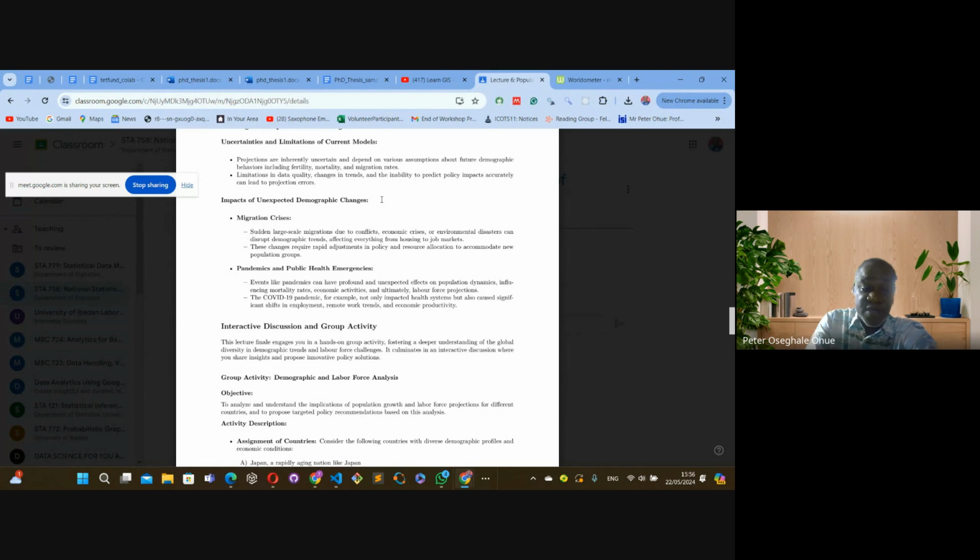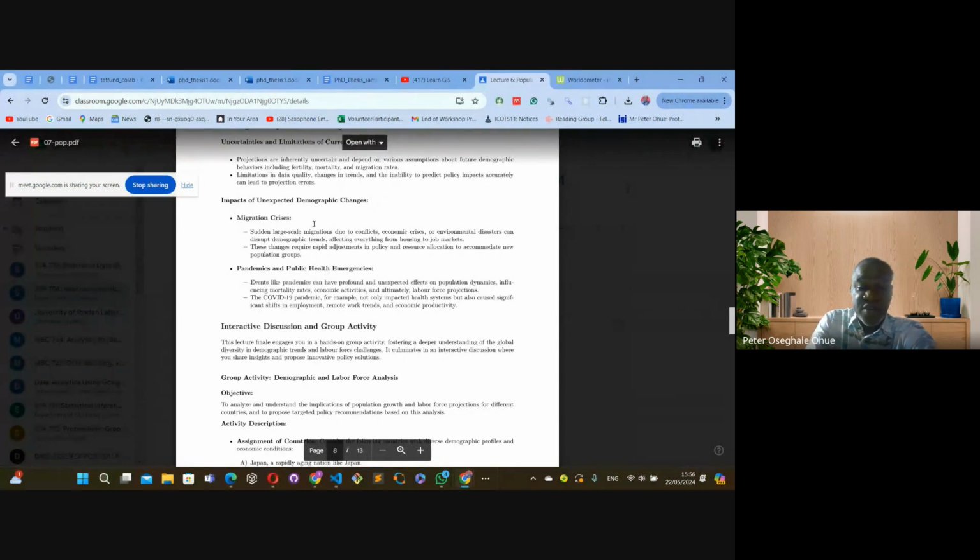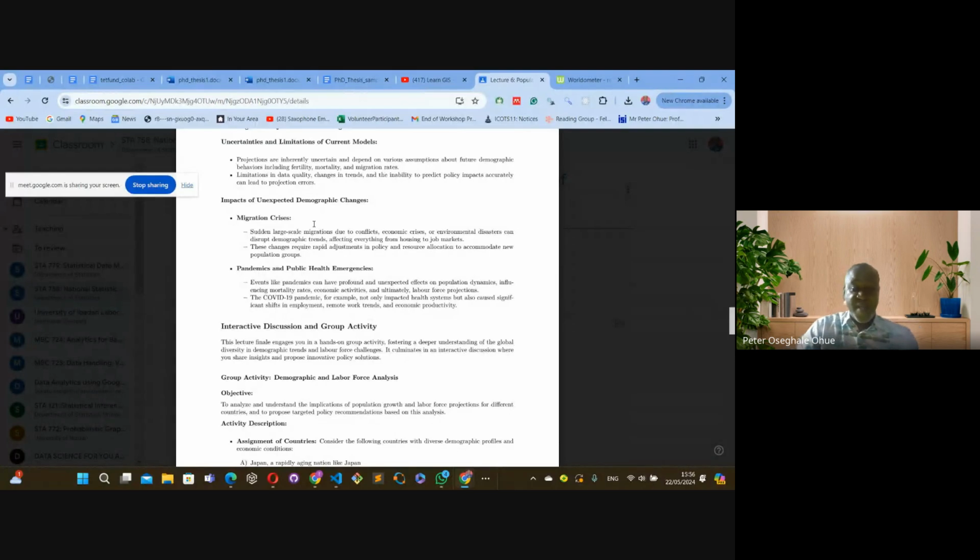Yes. Okay, so here there could be migration crisis. We've talked about that. Sudden large-scale migration due to conflict, economic crisis, or environmental disaster can disrupt demographic trends, affecting everything from housing to job markets. These changes require rapid adjustment in policy and resource allocation to accommodate new population groups. Then pandemics, example, COVID-19. So this is where we are supposed to get to.